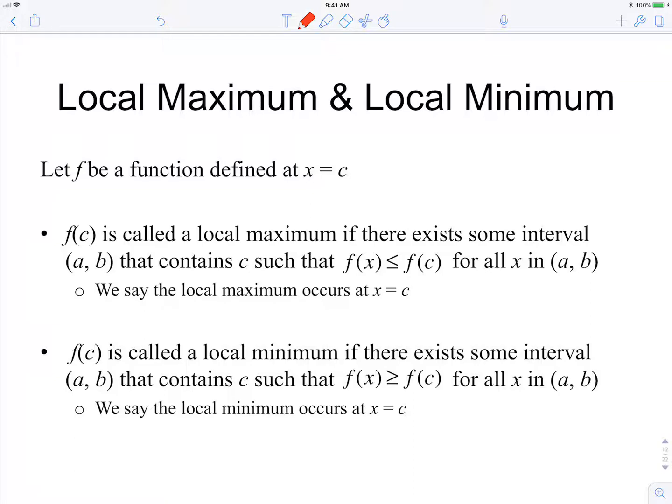And then same kind of thought process for local minimum. f of c is a local minimum if there exists some interval from a to b that contains c such that f of x is greater than or equal to f of c for all x on the interval from a to b. We say the local minimum occurs then at x equals c.